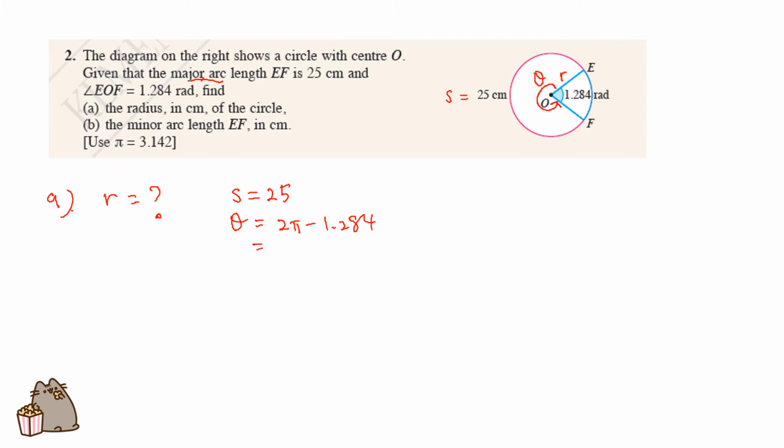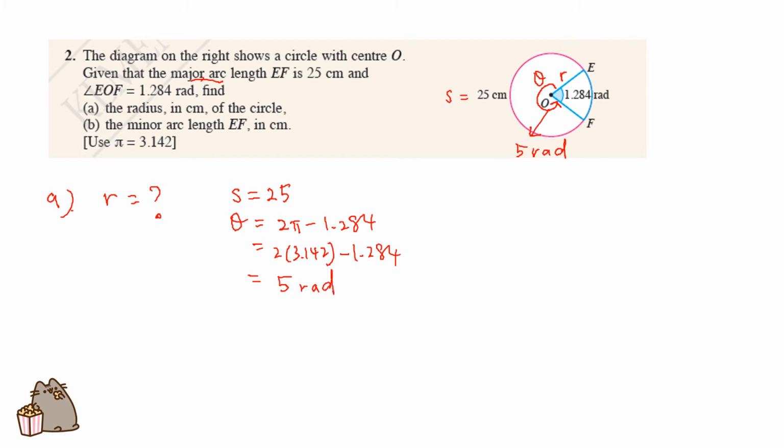So 2 pi is 2 times 3.142, so 6.284, minus 1.284. After subtraction, we will get 5. So this is the angle here, 5 radians. So the theta is 5 radians here.